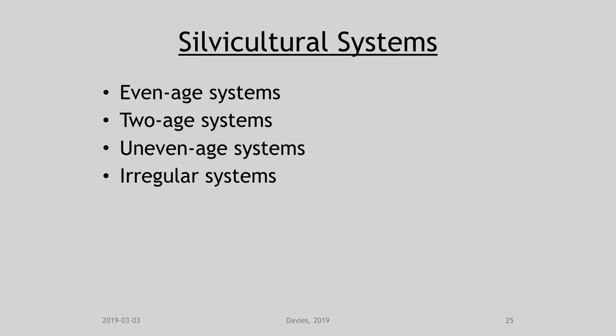So one being classical even-age systems, which are designed to create and maintain and reproduce even-age stands that are exclusively dominated by a single cohort, versus two-age stands that are also designed to reproduce stands dominated by a single cohort. But unlike even-age systems, two-age systems retain canopy trees into the next rotation, so that you have a dominant cohort with older trees.